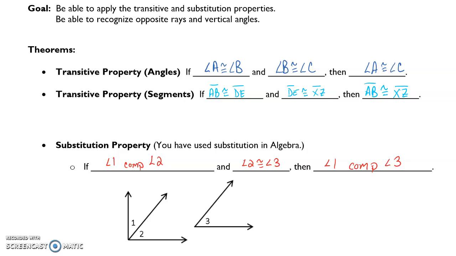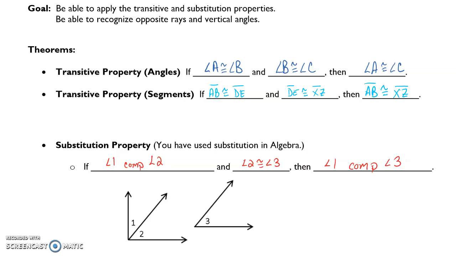All right, geometry, it is time for sections 2.7 and 2.8, and this is Mr. Zabo. So, for section 2.7 in particular, we're dealing with the transitive property and substitution properties. And these are a couple of theorems with the transitive property. They're similar, but there are some small differences.